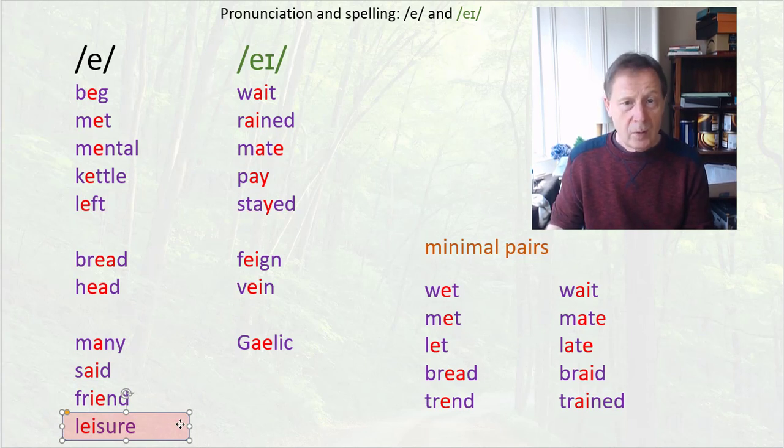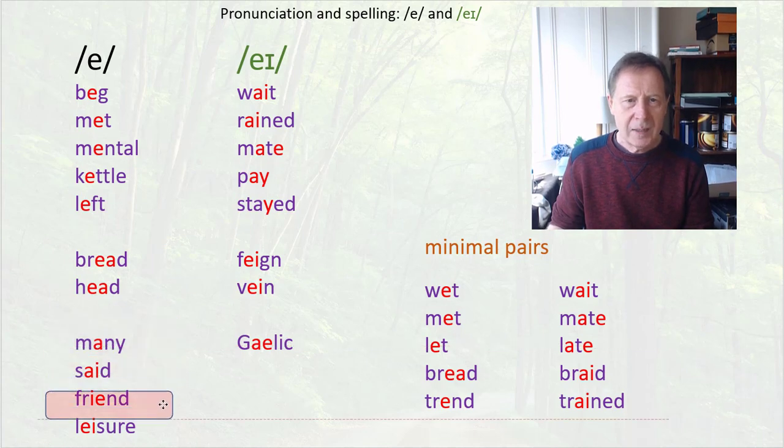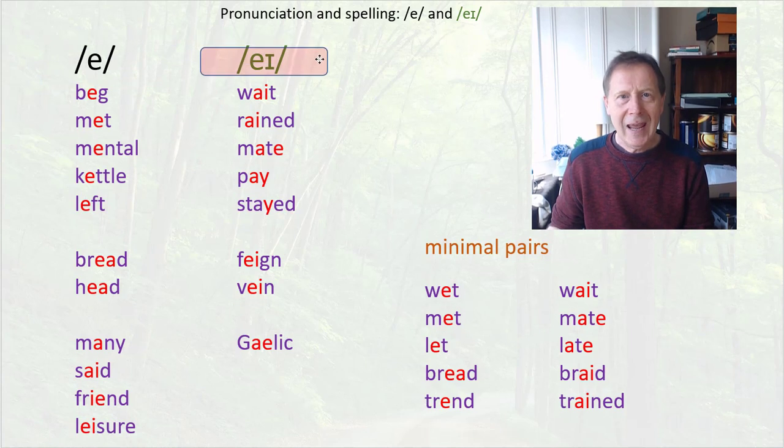Most of the words with this sound have an E. Some words have an EA, and there are not very many words with these last spellings. So that's E. Now the next one is A.